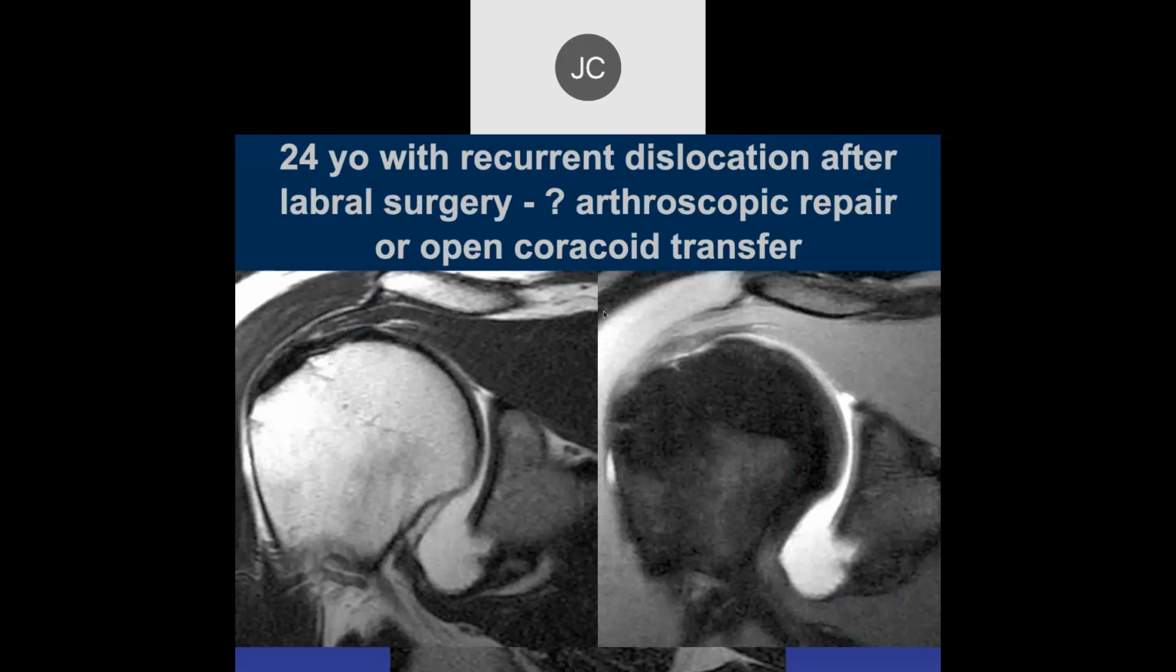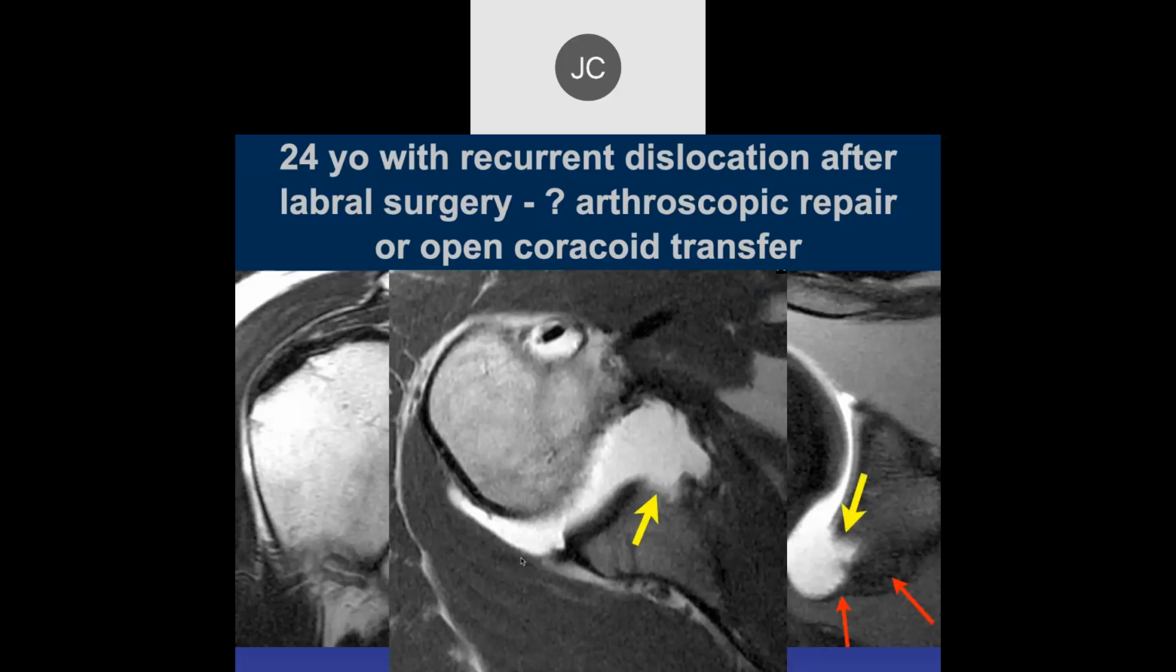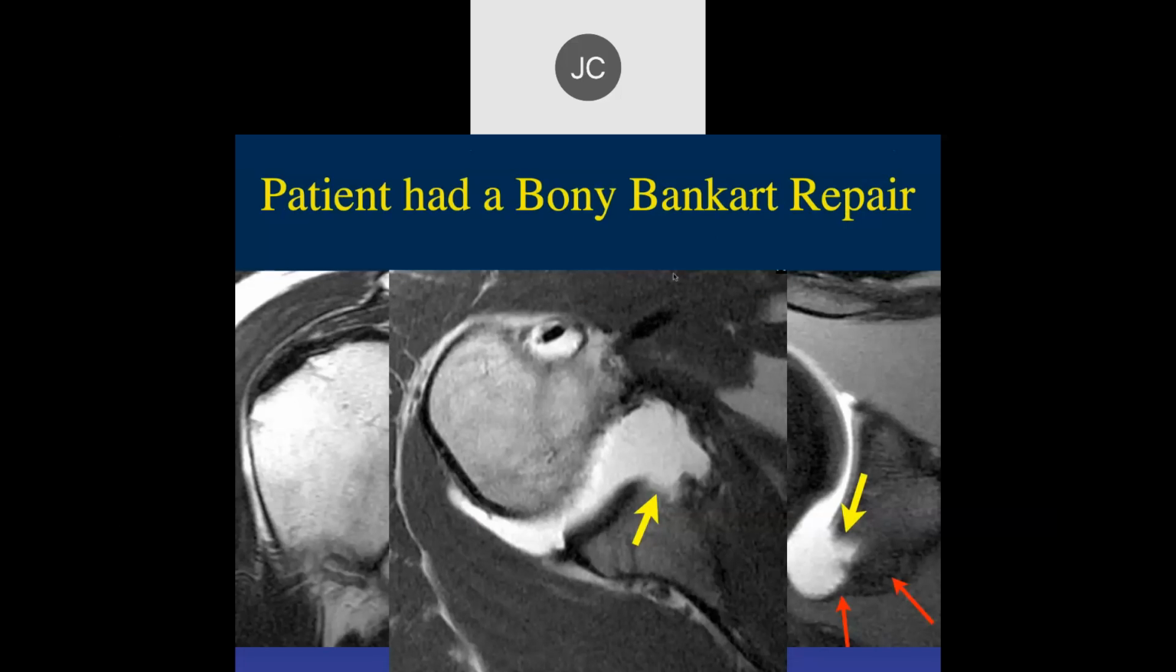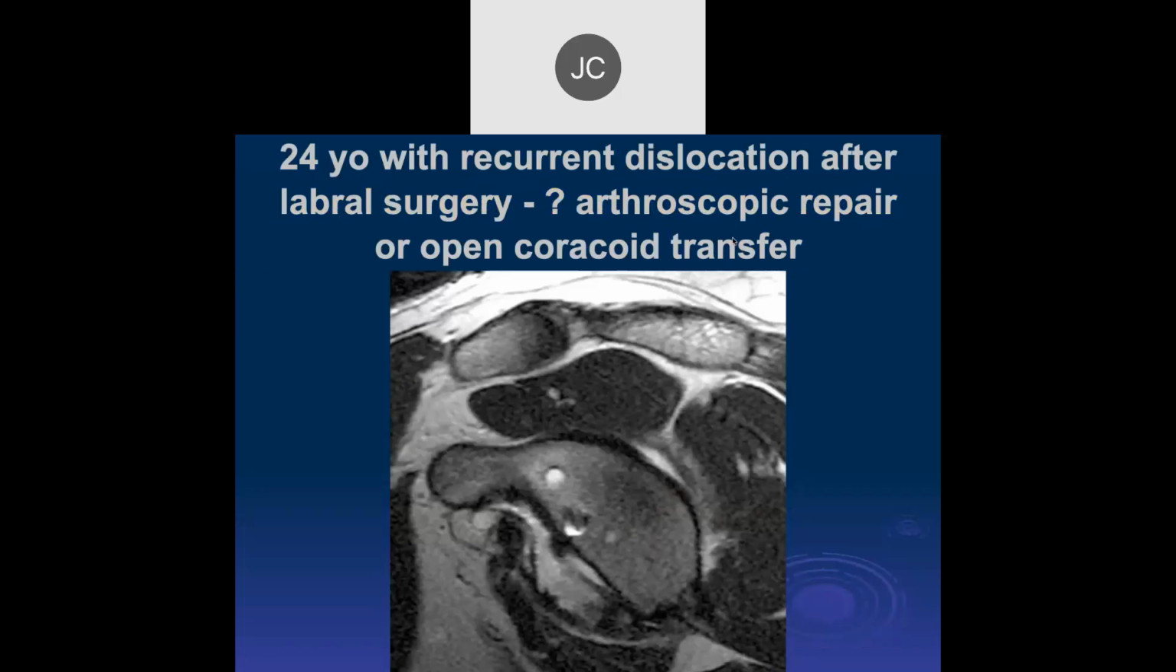Okay, and here on the coronal images, what you can see is the capsule is really displaced here. In fact, you can see that there's probably a little piece of bone. This is probably the Bankart that's displaced. It may or may not be attached here to the glenoid in a displaced position. This bone should be over here. On the axial images, you can see the defect in the anterior inferior glenoid in that location, and the patient ended up having a bony Bankart repair, just like John said.